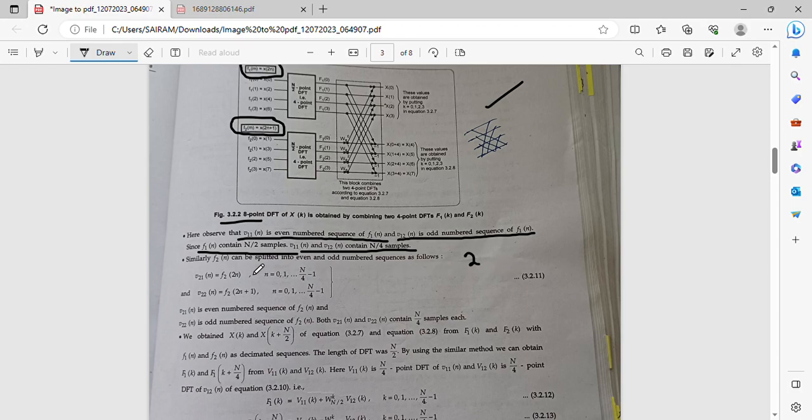Similarly, if you try to split f2 of n, v21 of n is equal to f2 of 2n and v22 of n is equal to f2 of 2n plus 1, right?